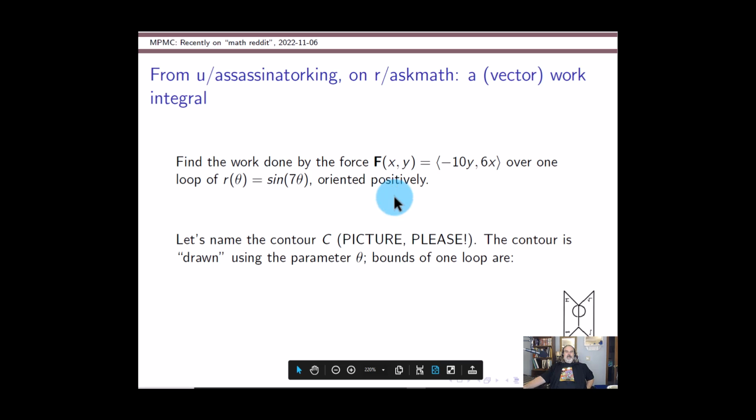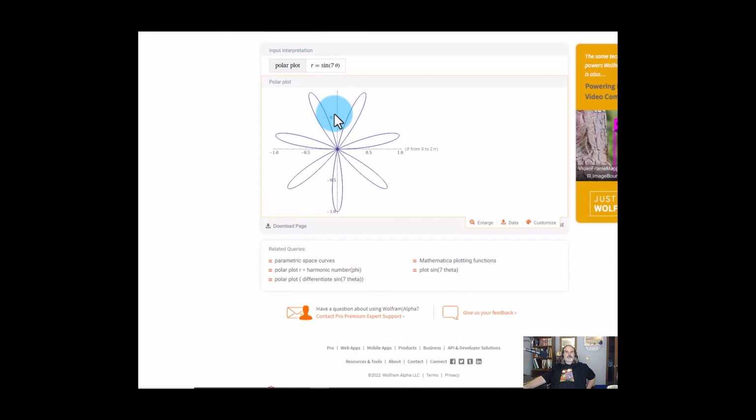Okay. Now, the way we do work integrals is to parameterize the contour that the force is acting on, and also parameterize with the same parameter the components of the force vector field. The parameter we're going to use is theta, because theta draws the curve for us. So eventually we're going to need the starting and stopping values for theta, but that's fine. The function is sine of 7 theta, so when theta is 0, we're sitting here at the origin. Let's start letting theta increase.